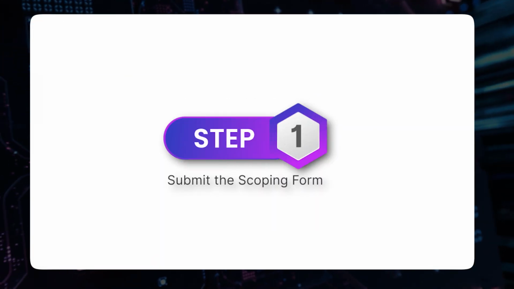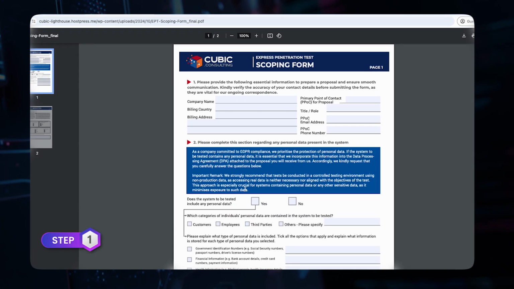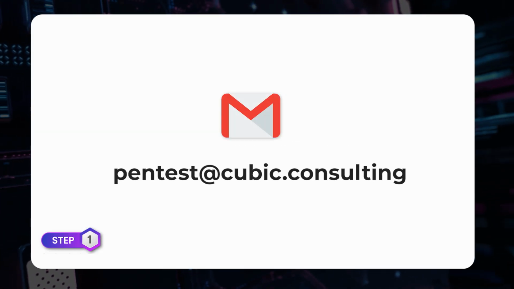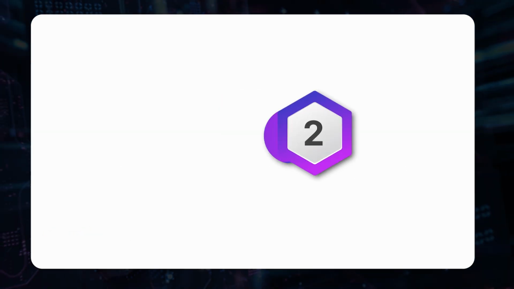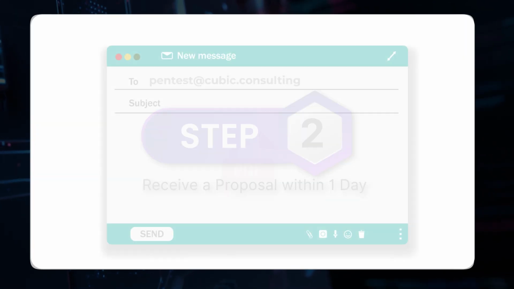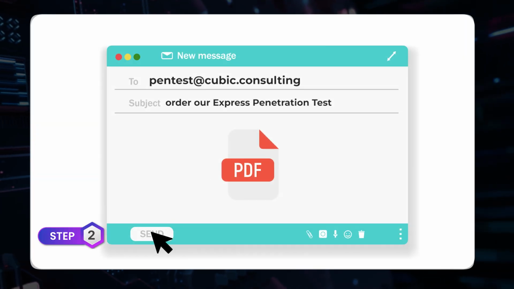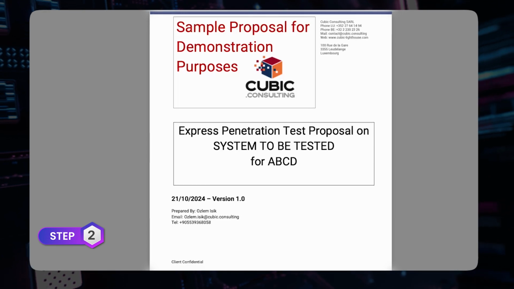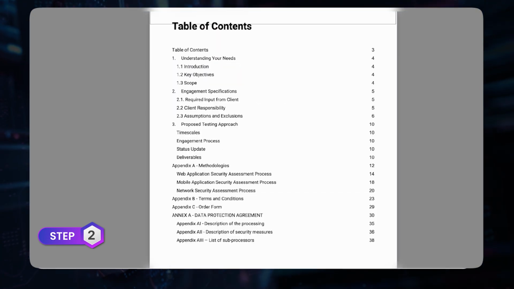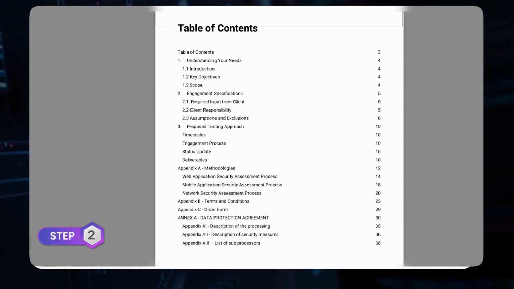Step 1. Download the scoping form, answer a few quick questions, and send it by email so that we can prepare a proposal for you. Step 2. Within 1 day of submitting your form, you'll receive a proposal that includes an order form and other essential information about the engagement.